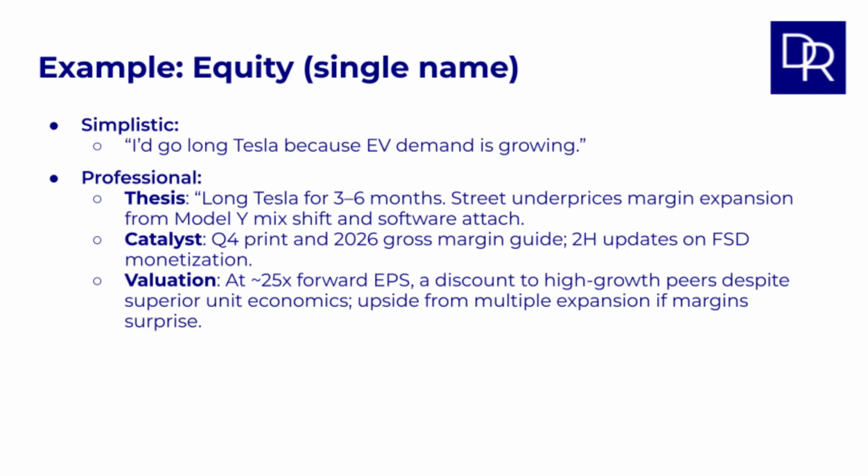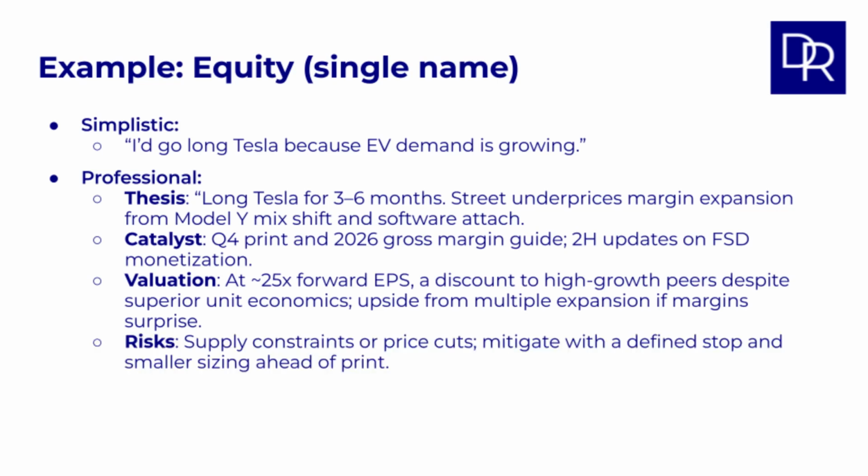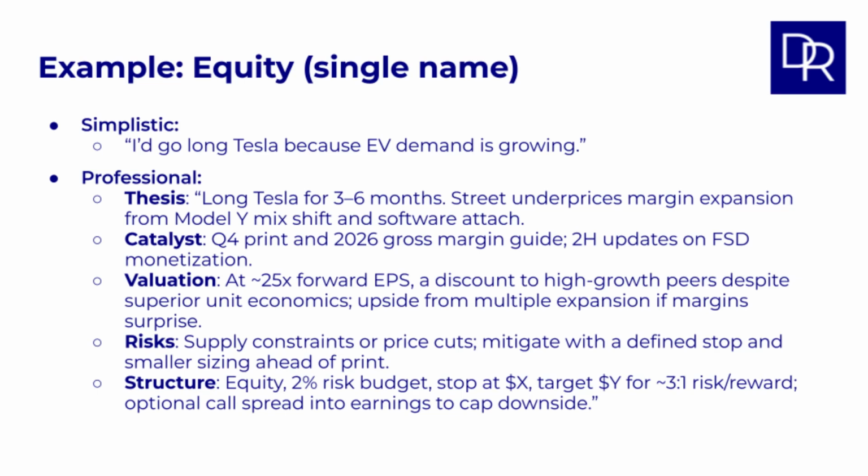Valuation: at 25 times forward EPS, a discount to high growth peers, despite superior unit economics. There is upside from multiple expansion if margins surprise. The risks: supply constraints or price cuts, mitigated with a defined stop and smaller sizing ahead of the print. The structure: use equity with a 2% risk budget, stop at price X, target price Y for around a 3 to 1 risk reward. Optional, use a call spread into the earnings to cap the downside.